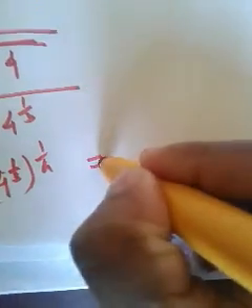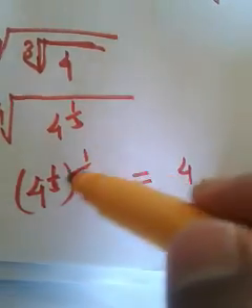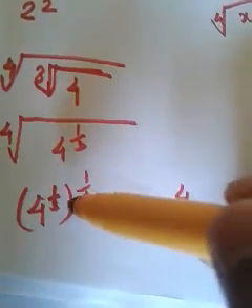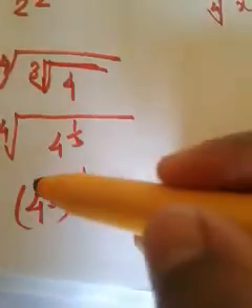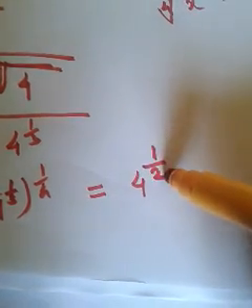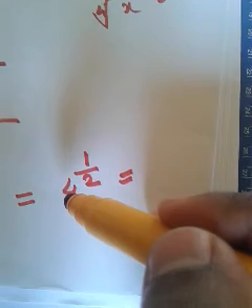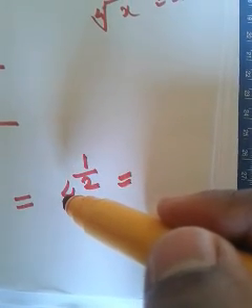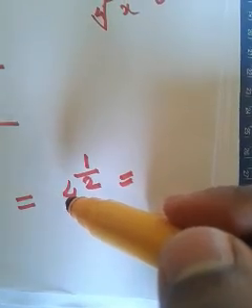So what it means? We can multiply this 1 by 3 and this 1 by 4 together. What will we get when you multiply 1 by 3 and 1 by 4? 1 into 1 is 1, 3 into 4 is 12. So we will get 4 raised to 1 by 12. And can you write 4 as 2 square? Yes, you can write 4 as 2 square. So I am writing 4 as 2 square.